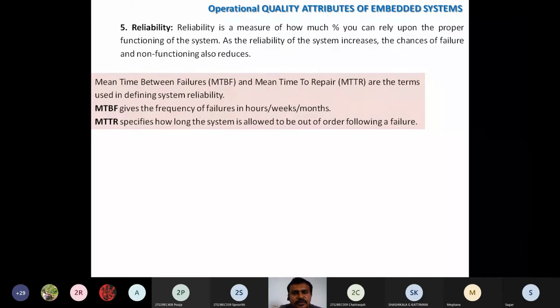Here it defines two attributes, that is MTBF, mean time between failure, and mean time to repair. What is the time taken to failure when the system has failed, and what is the time taken to repair it? Those are the terms that define the system reliability. The mean time between failure gives the frequency of failures in hours, weeks, and months.